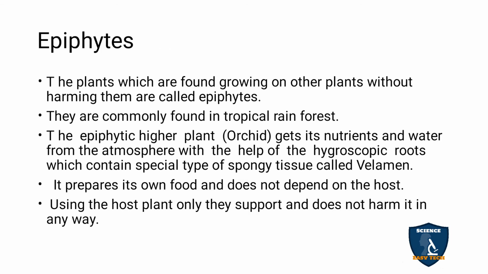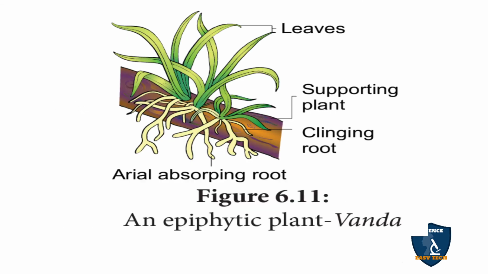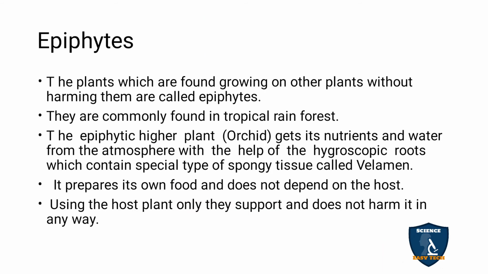So epiphytes. Epiphytes, this is a vanda plant. Mostly orchids live on another plant. It is called epiphyte. So this is another plant, this is the host plant, and epiphyte means epi, above the plant. The plant that grows on the plant is called epiphyte. The plants which are found growing on other plants without harming them are called epiphytes. So they are commonly found in tropical rainforest.